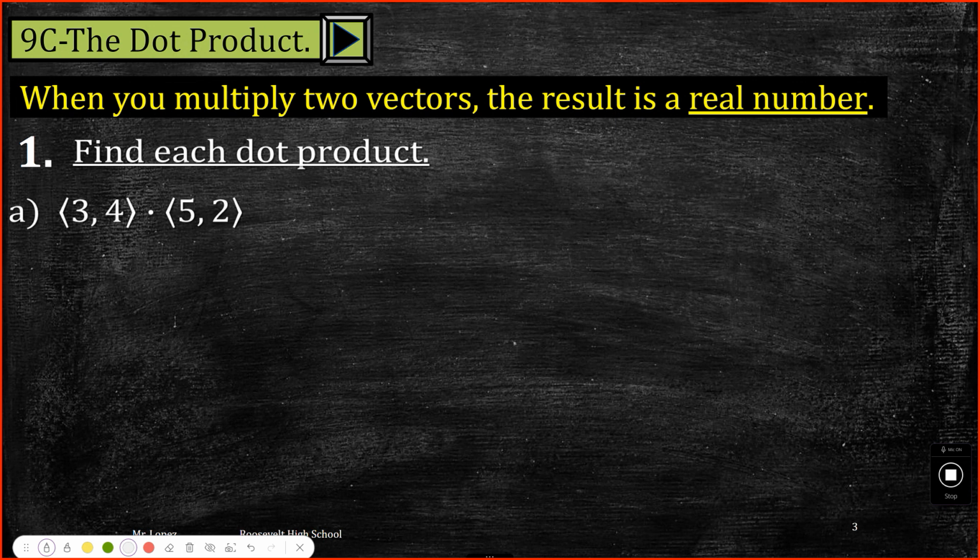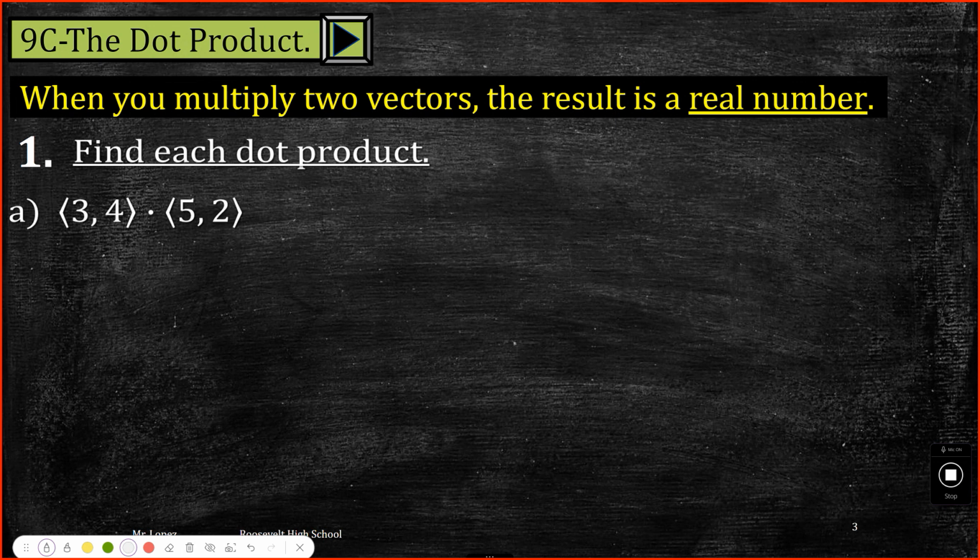So you got a vector that's going x is 3, y is 4, and you got another vector that's going on the x 5 and on the y 2, and you multiply these two vectors, you will get a number as the solution. And how do you find the dot product? Just multiply the x values and add it to multiply the y values.